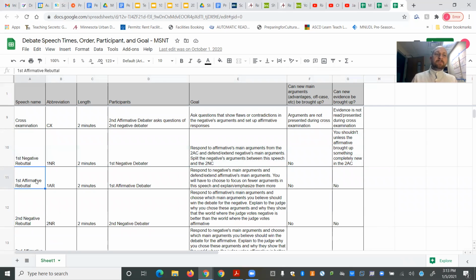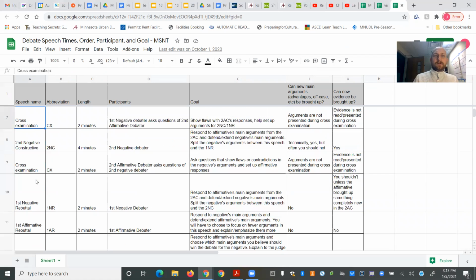Okay, after the first, and I think you should take prep time before the second negative constructive because you want to make sure your second negative constructive is good to go. And also the first negative rebuttal happens after the second negative constructive.